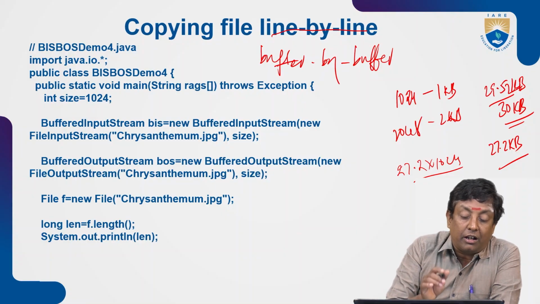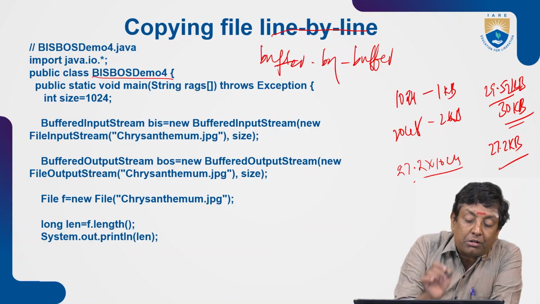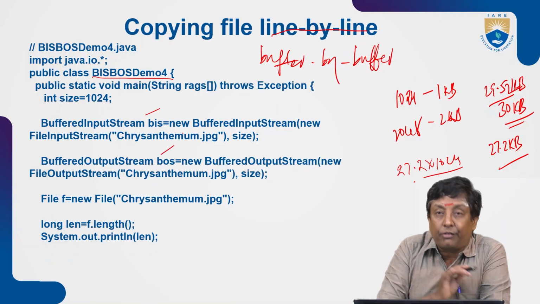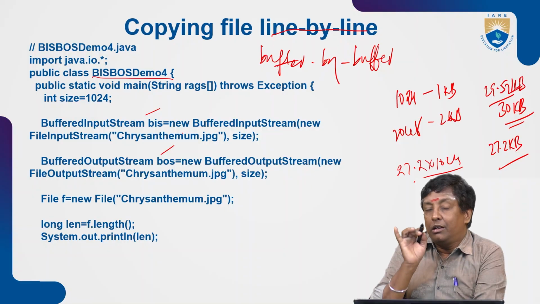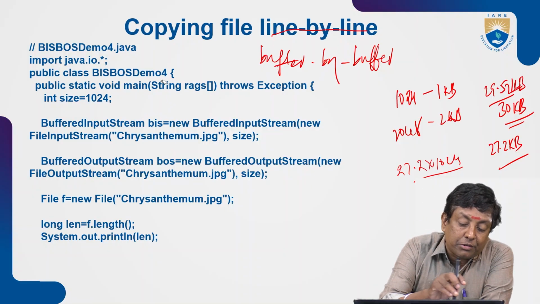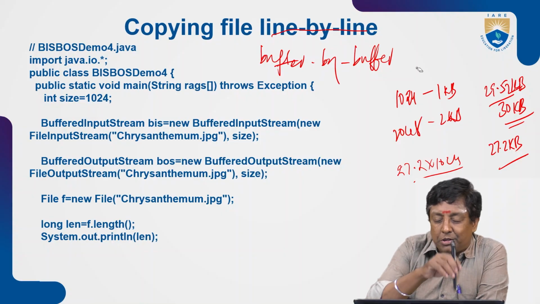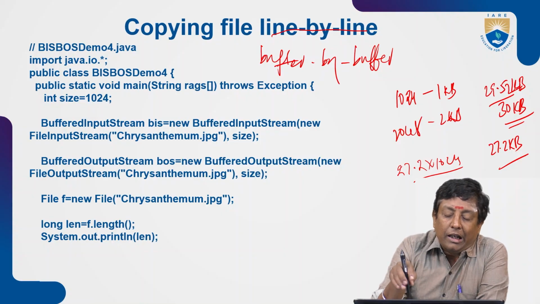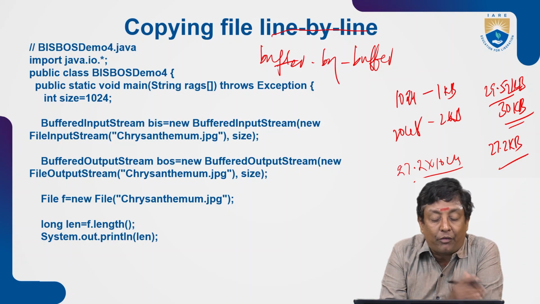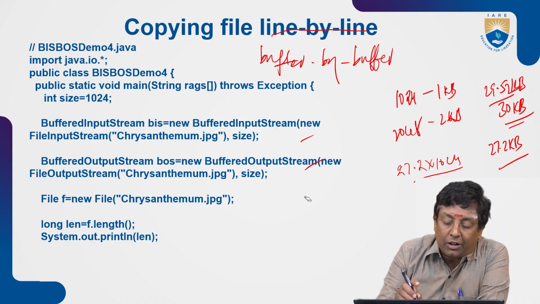In this example, we are using BufferedInputStream and BufferedOutputStream demo. BufferedInputStream will read buffer by buffer, and BufferedOutputStream can write buffer by buffer. Remember, for that sake we are using them. It's not line by line. This is copying the file buffer by buffer, instead of copying the file line by line. We'll discuss these two lines later on.